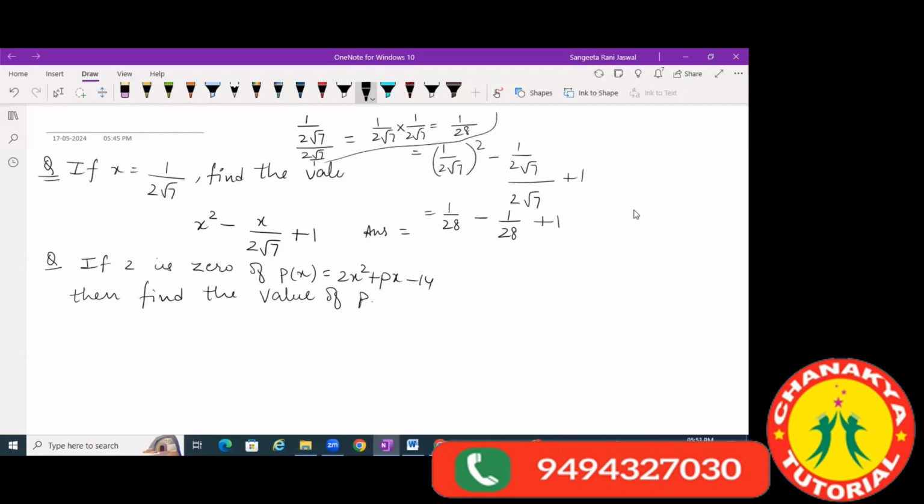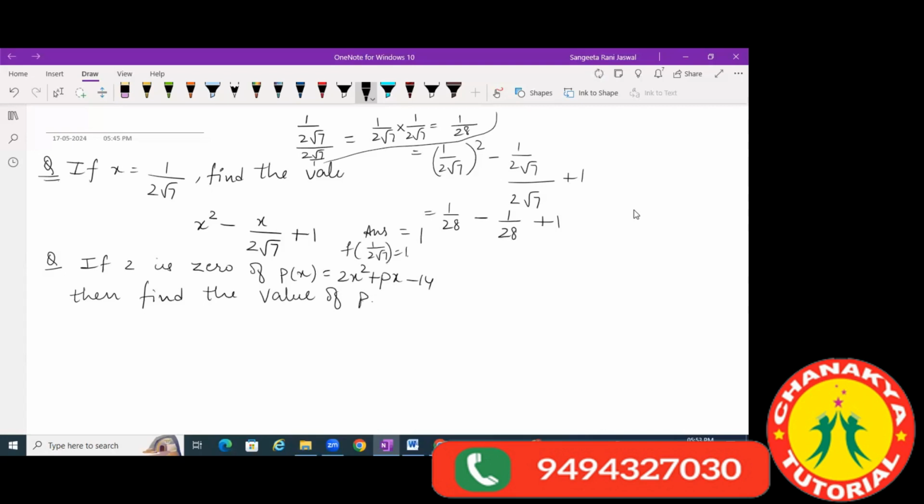You understood this part? Everyone understood this part? Yeah, ma'am. Okay, so I have taken 1 by 28. So here 1 by 28 minus 1 by 28 is 0. So your answer is just 1. That means your f of 1 by 2 root 7 is 1.